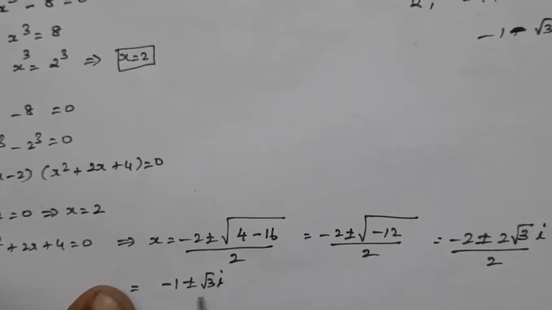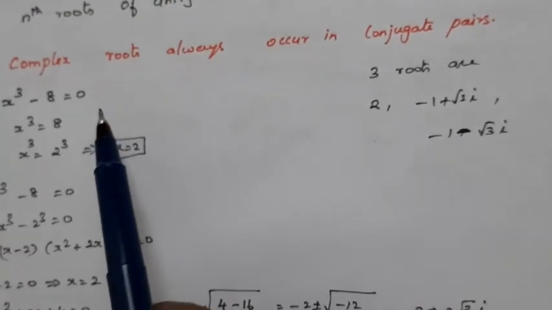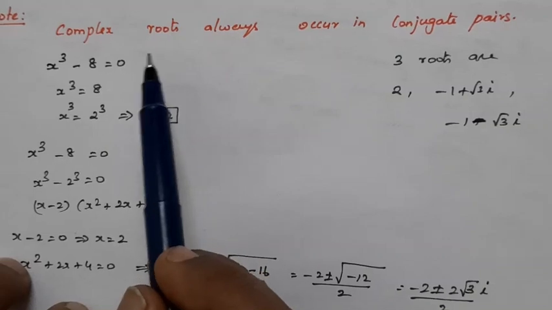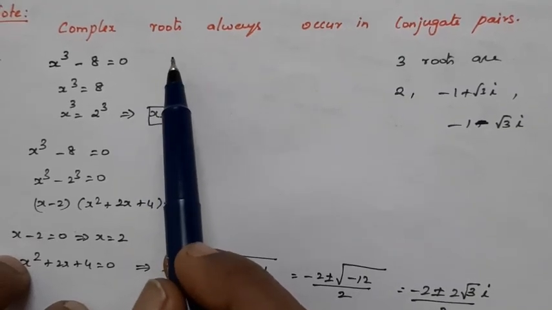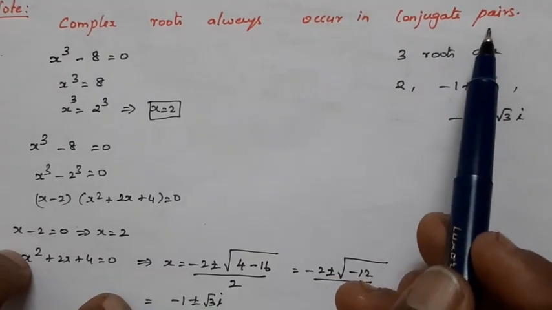See, they are complex and they are conjugate to each other. So, when an equation has one root as complex, then it won't occur as a single; it will have a pair, where one is a conjugate of the other. That means complex roots always occur in conjugate pairs.